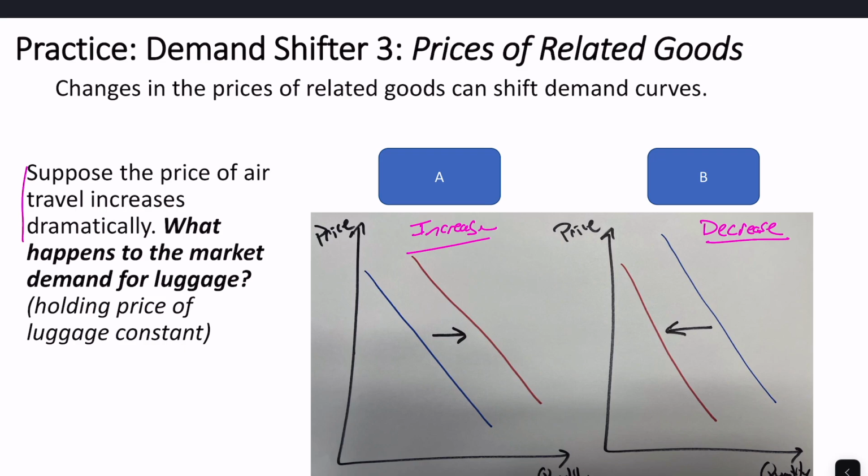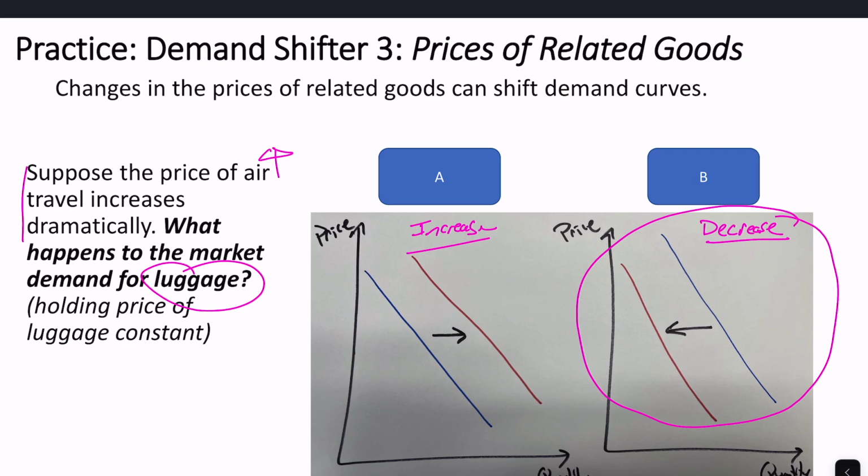And so if the price of airfare goes up, people are going to take fewer trips, fewer vacations, less business travel, right? And if you take fewer trips, fewer vacations, and less business travel, you probably don't need as much luggage, right? You're not going to travel as much, it's not going to wear out as much, and so on, right? And so we have this price go up of this related good, and probably demand's going to go down. So B here, right?